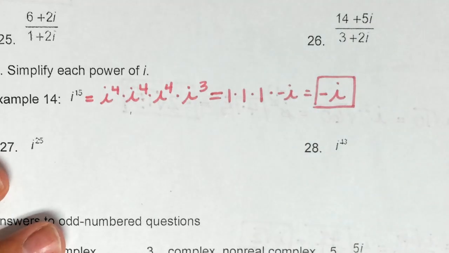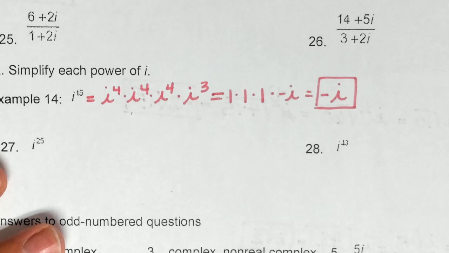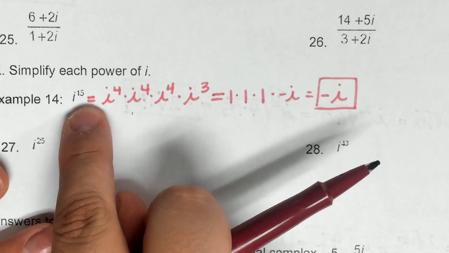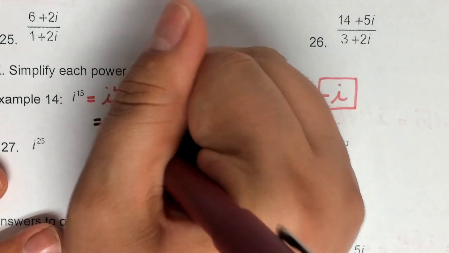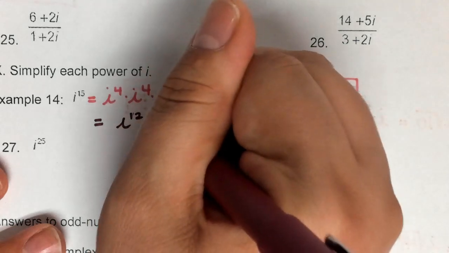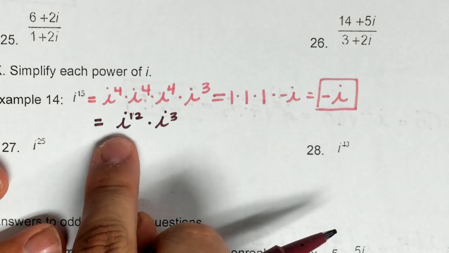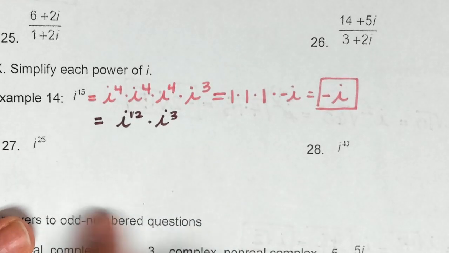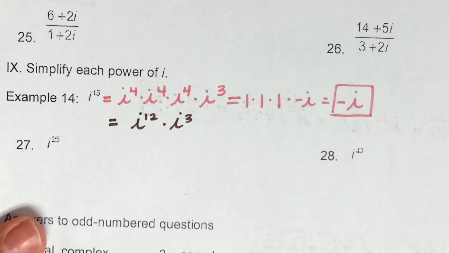Negative i. Now, I'm going to go a different way than you went, Jaime. But could you simply figure out what is the closest multiple of 4 here without going over? So could you instead have just done i to the 12th times i to the 3rd? i to the 12th would be 1 and then i to the 3rd. So that's another way you could have done this. That's how I would do these down here. I want you to do 27 real quick, please.